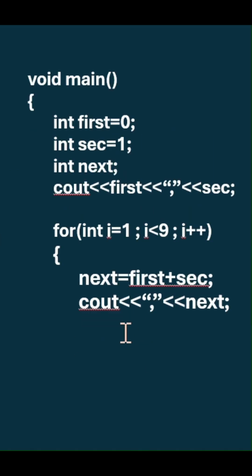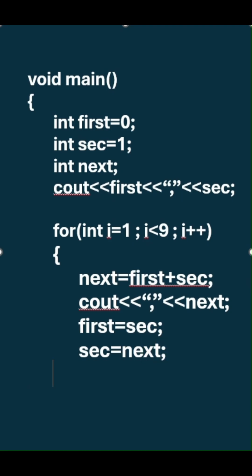So how will I write here? Now my first number will be the second number. The second value 1 will be my first number, and my second number is going to be the next value, the new value that I have found out. So I will write here next. That's it. This is the code.